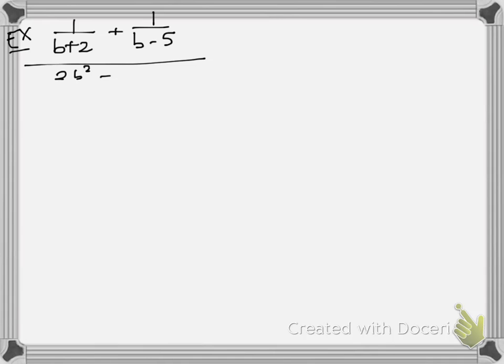All right. Here we go. So, 1 over b plus 2, plus 1 over b minus 5, all divided by 2b squared minus b minus 3, divided by b squared minus 3b minus 10. Please divide it by something else.